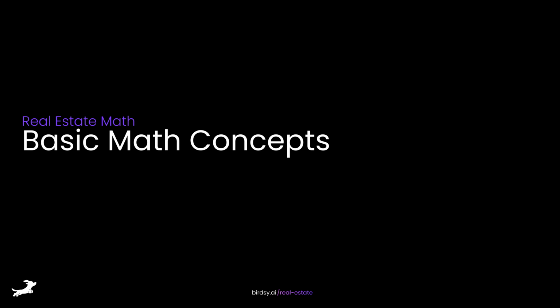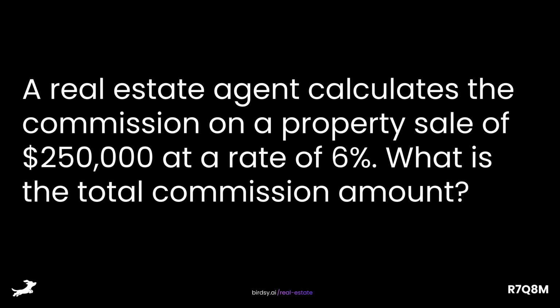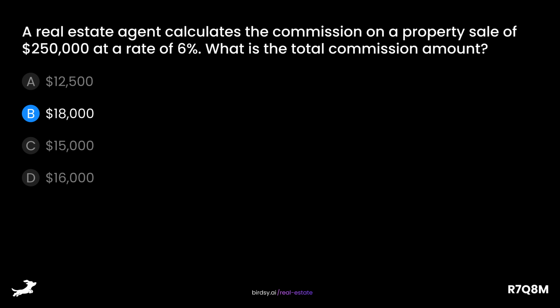Real estate math. Basic math concept. A real estate agent calculates the commission on a property sale of $250,000 at a rate of 6%. What is the total commission amount? Is it A, $12,500, B, $18,000, C, $15,000, or D, $16,000? The answer is C, a total amount of $15,000.